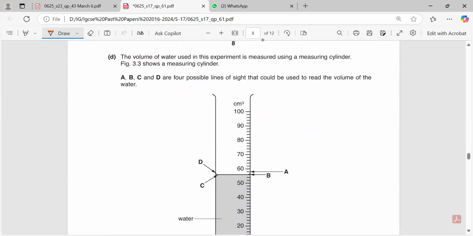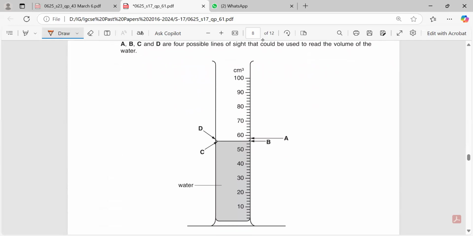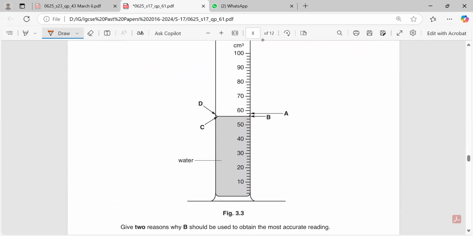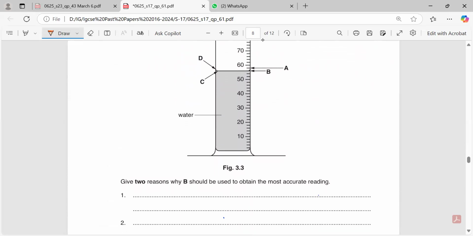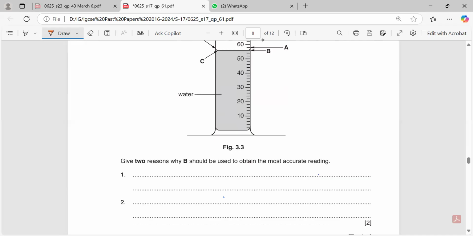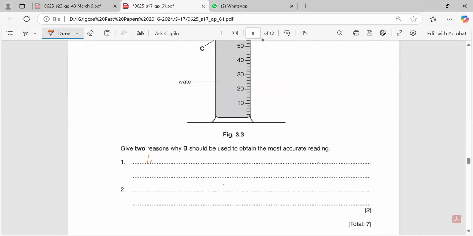Now the volume of water used in this experiment is measured using a measuring cylinder. Figure 3.3 shows the measuring cylinder. A, B, C and D are 4 possible lines of sight that could be used to read the volume of the water. Give 2 reasons why B should be used to obtain the most accurate reading. Lower level of meniscus, we are always using.